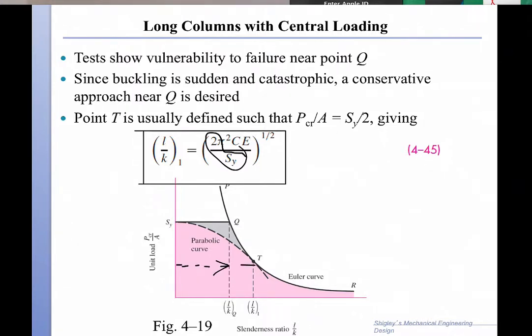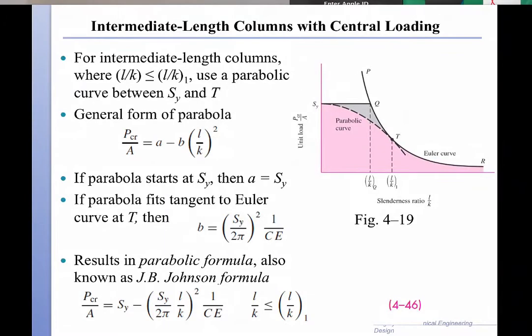Then we can find L over K sub Q. Similarly, if we equate the full yield to the critical stress, then instead of S yield over 2, we just have no factor of 2 inside this formula. So we now have a pretty good idea about the entire behavior, and therefore we can take it for design applications. And here is again more of a summary of the entire design process with the Euler curve and the parabolic curve.